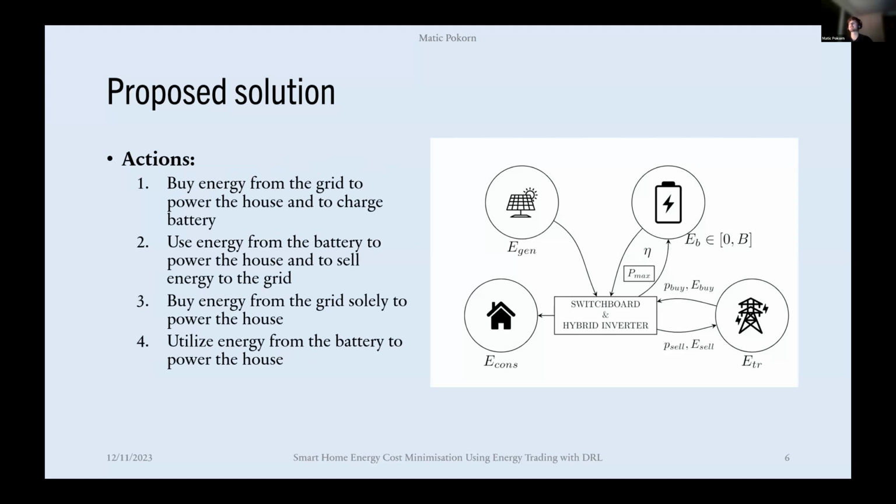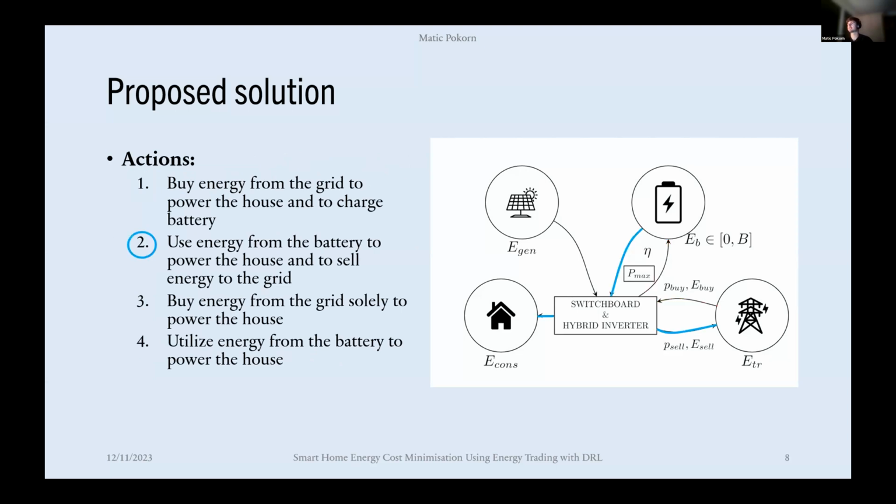For our action space, we have designed 4 actions. The first action prioritizes buying energy from the grid to charge the battery, and also to power the household. This is meant for situations where the price is low, so we try to make gains this way.